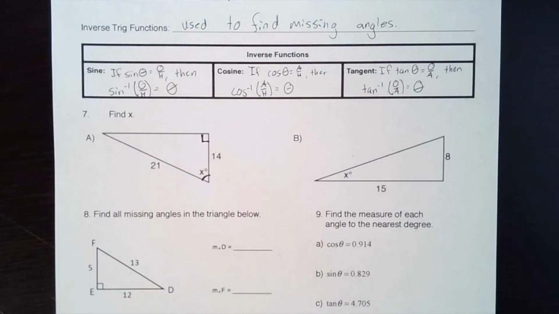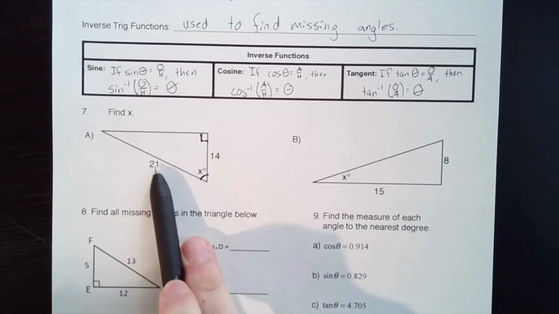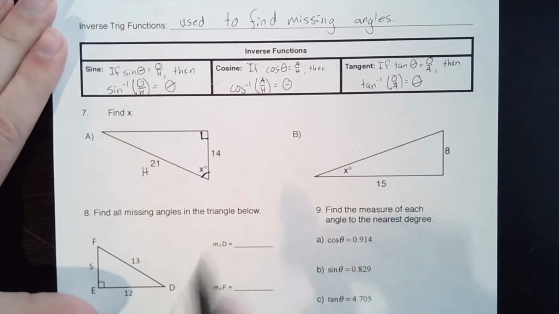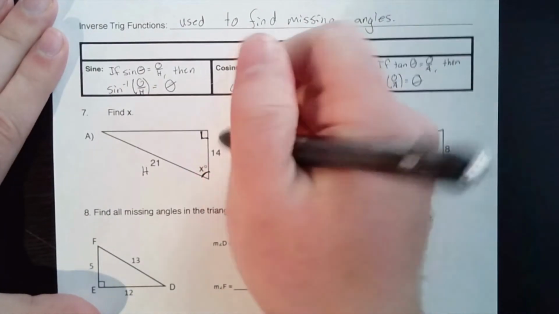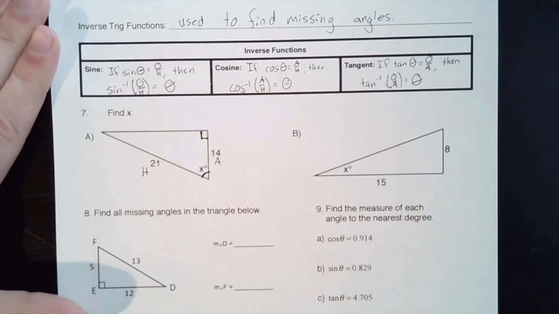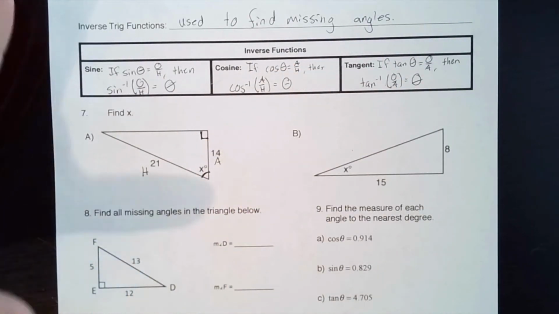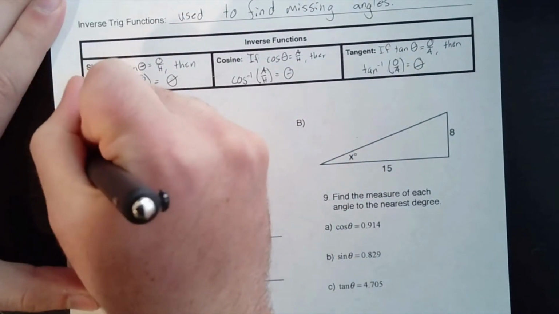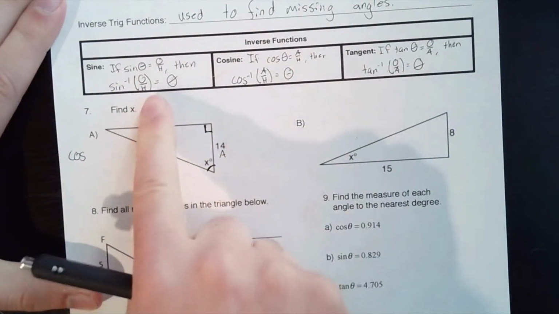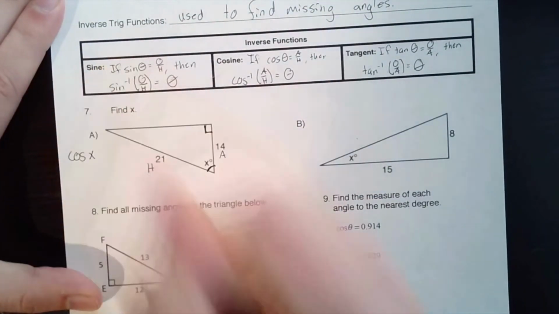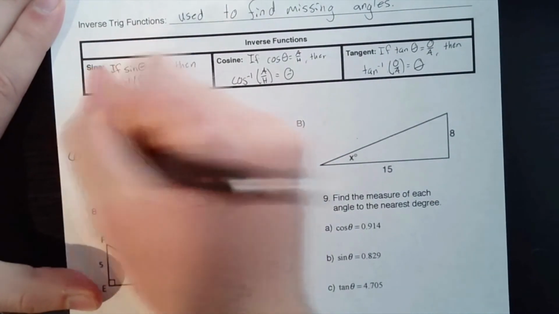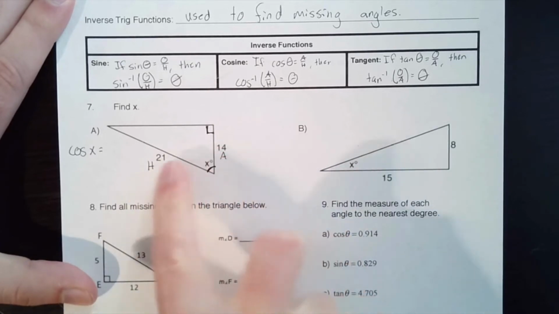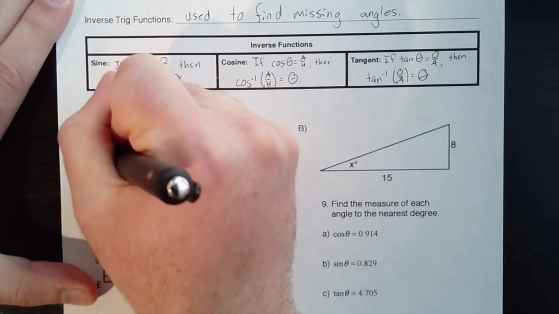So I need to figure out what sides I have. Let's start with the 21. That's across from the 90 degrees, which means that this is my hypotenuse. The other side here is next to my angle, so that's my adjacent, which means I'm using A and H, which means I'm using cosine. So I'm going to set up the regular trig function. It's going to be cosine of my angle, which I don't know. I could use theta, but in this case they told me it's X, so I'm going to put X in there. That is going to equal my fraction, A over H, which is 14 over 21.